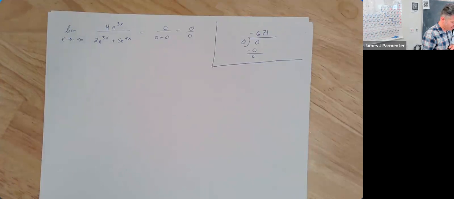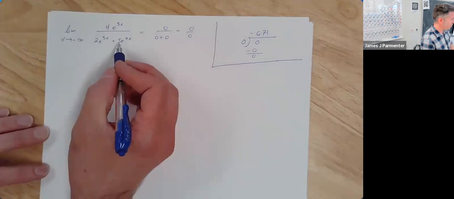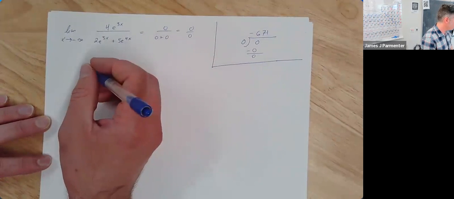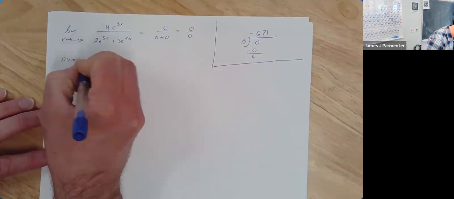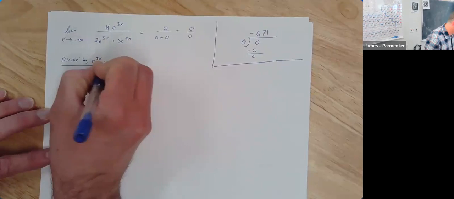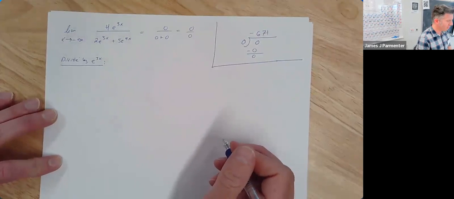I'm thinking about dividing by the thing that's getting the biggest, the fastest, but they're both going to 0. So I guess what I should be thinking about is the thing that gets the smallest, the slowest. I don't know. I'm going to try the other thing. I'm not going to divide by e to the 4x. I'm going to divide by e to the 3x. Let me show you. That's because I'm pretty sure dividing by e to the 4x is going to make it not work out.